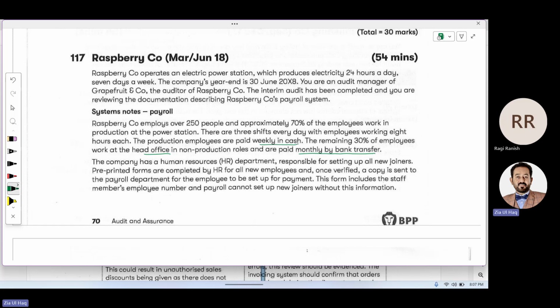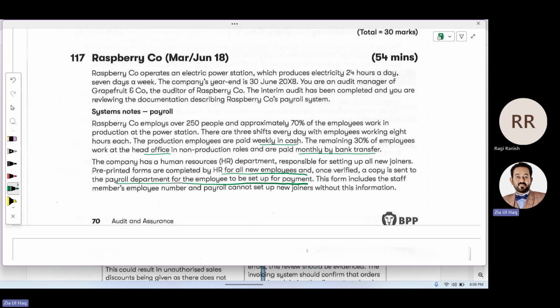In there is segregation of duty. HR department for record maintenance. Pre-printed forms are completed by HR for all new employees. And once verified, a copy is sent to the payroll department for the employees to be set up for payment. So there is one control: segregation of duty between employee record maintenance and wage preparation.